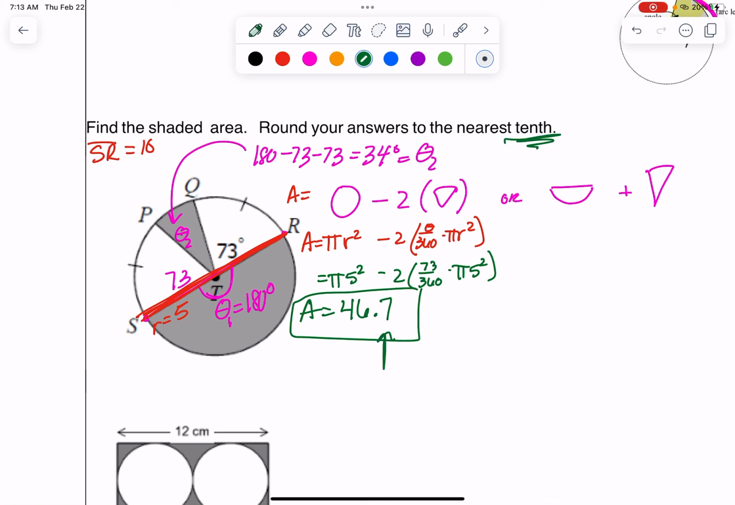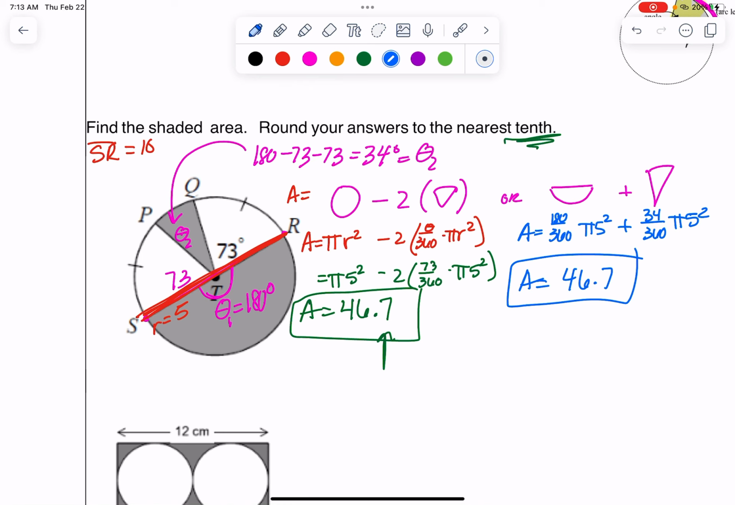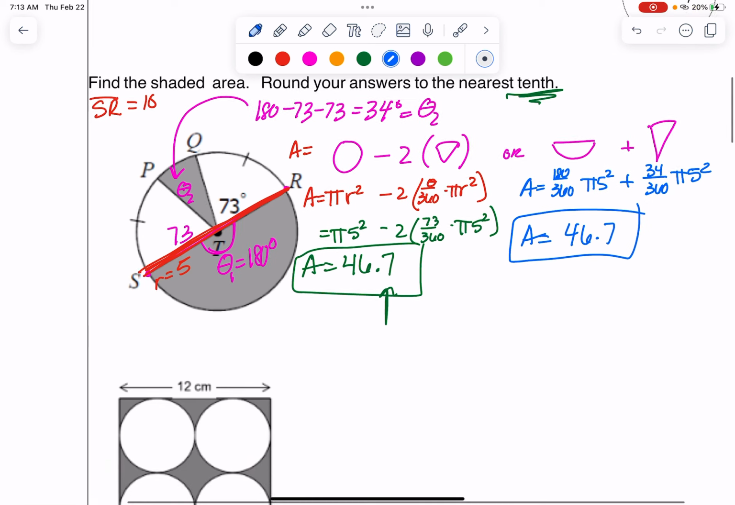If I do it the other way, then a semicircle area is 180 over 360 times pi r squared plus 34 over 360 pi 5 squared instead of r, because we already know that radius is 5. And I get the same thing, 46.7. So you can do it two different ways. It just depends on which way you see it and how it makes sense.